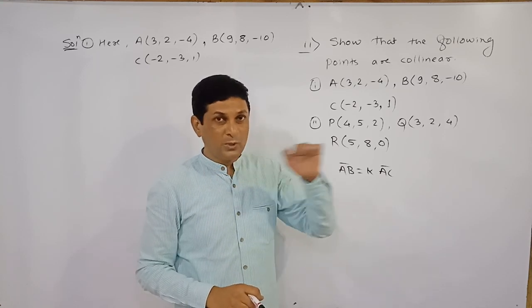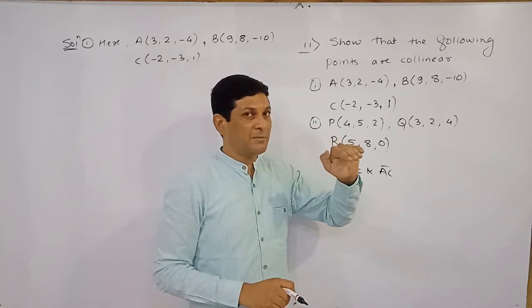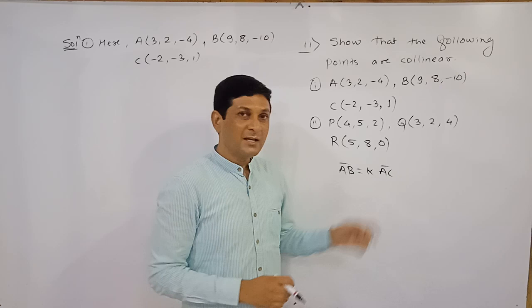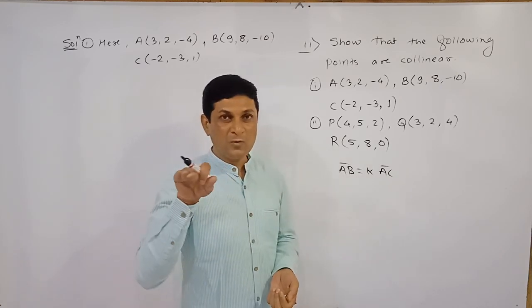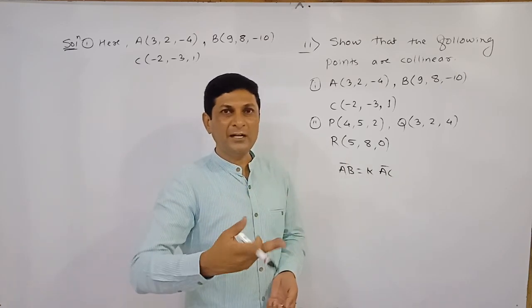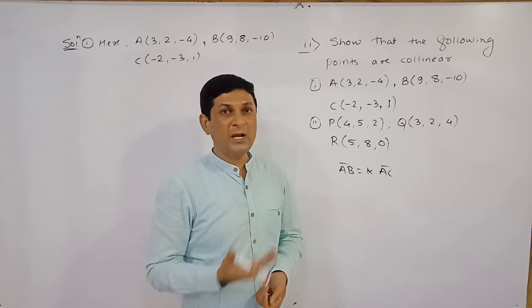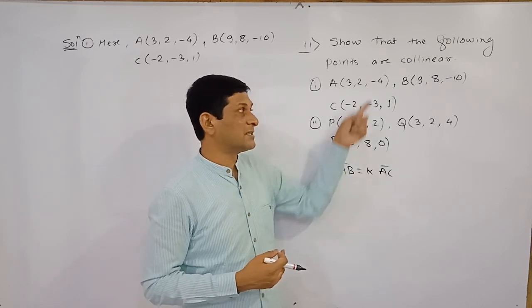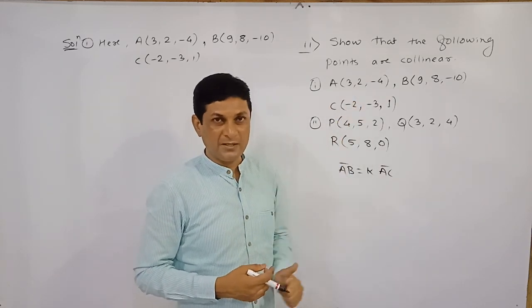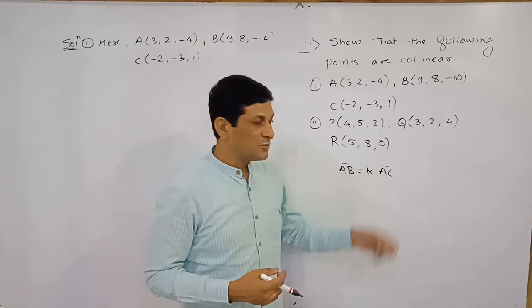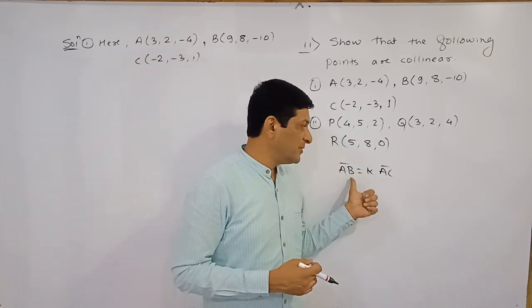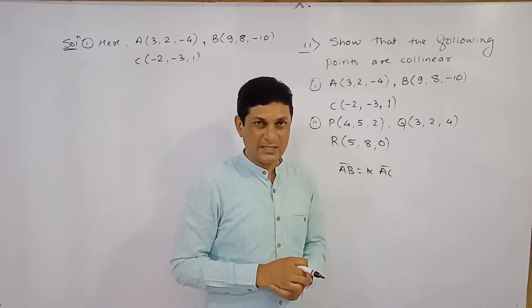If the vectors are collinear, they lie on the same line. Which two vectors? AB bar and AC bar lie on the same line, which means indirectly the points also lie on the same line. And if the points lie on the same line, then we can say that the points are collinear. Now let us try to show that one vector is expressed as a scalar multiple of another vector.